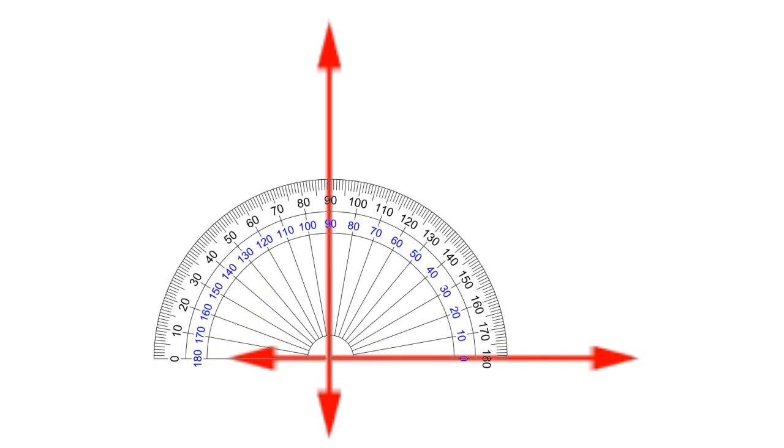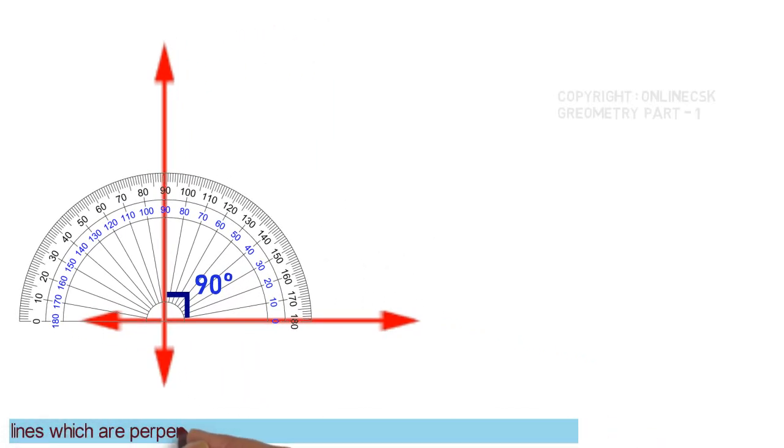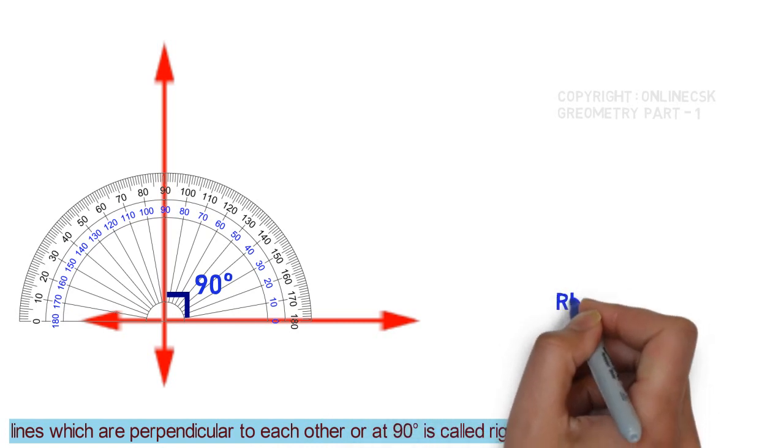Now let's take a look at these two lines. These two lines are perpendicular to each other. That means if I use a protractor, I'll get 90-degree angle. So as we can see here, it's 90 degree. This is called right angle. That means I can say the lines which are perpendicular to each other is right angle, or the lines which are at 90-degree angle is called right angle. So let me write here right angle.